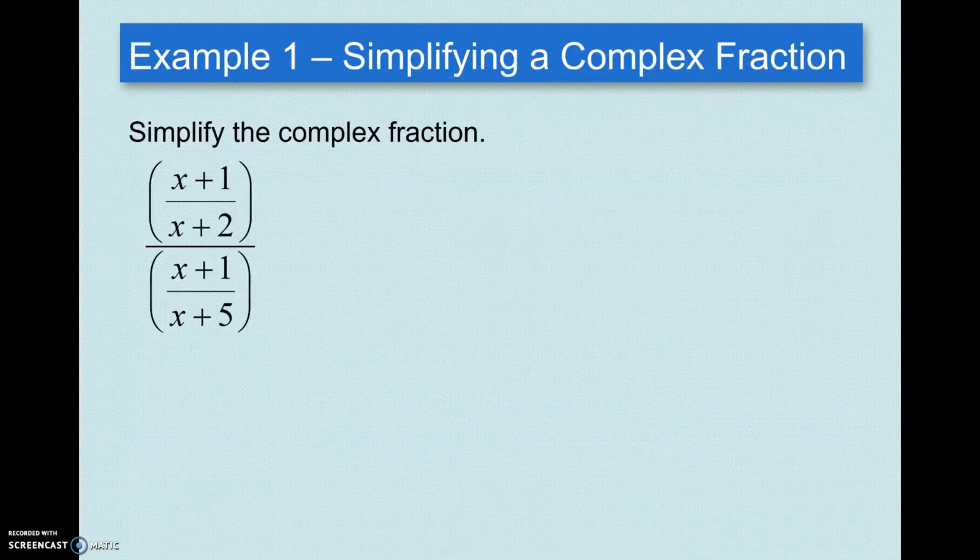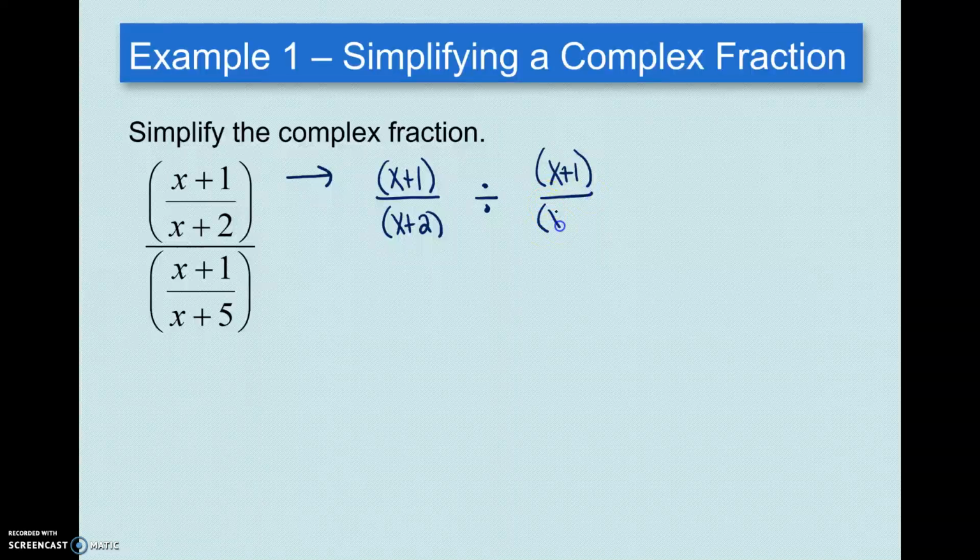This complex fraction is x plus 1 over x plus 2 over x plus 1 over x plus 5. What you really need to remember is that this fraction bar, the big fraction bar, is a division symbol. So this problem is actually x plus 1 over x plus 2 divided by x plus 1 over x plus 5.